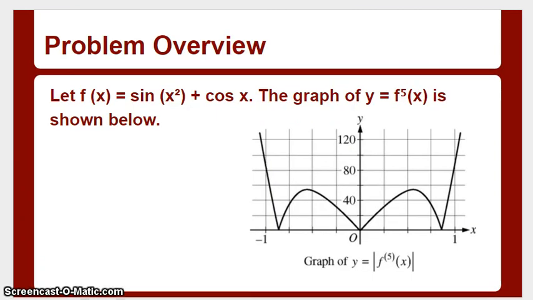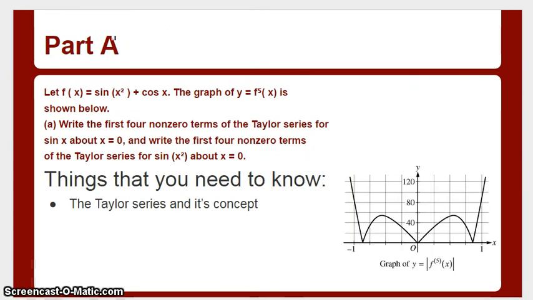Okay, so let's take a look at this problem. Let f of x equals sine of x squared plus cosine of x. The graph of y equals the fifth term of the Taylor polynomial of f of x is shown below, right here. Okay, so let's take a look at part A.